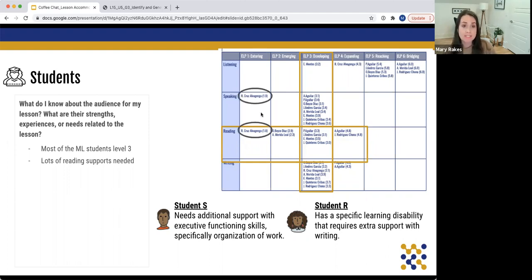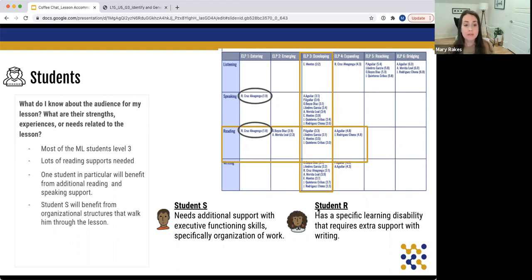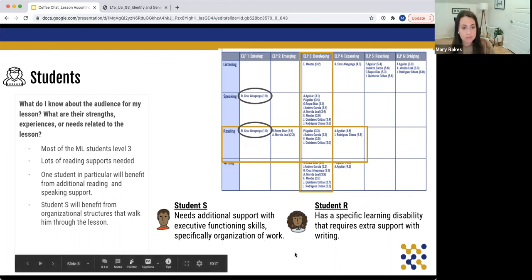The next piece is here. I have this same student who is in this level 1 area for speaking and reading. So I'm definitely going to need to be thinking about how that student is going to benefit from additional reading and speaking support.